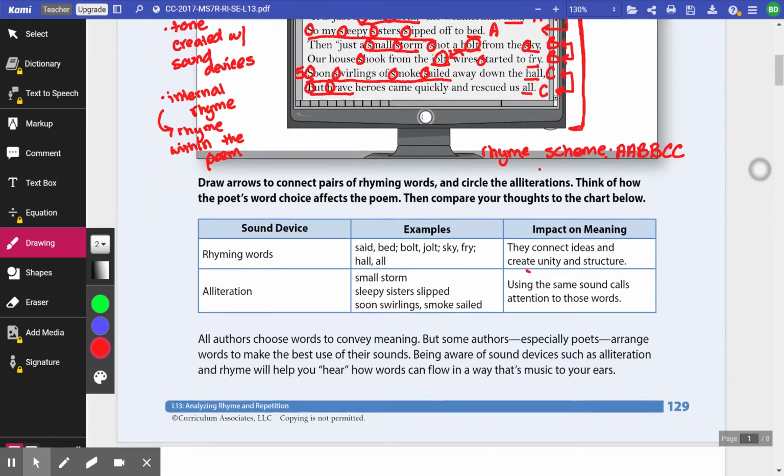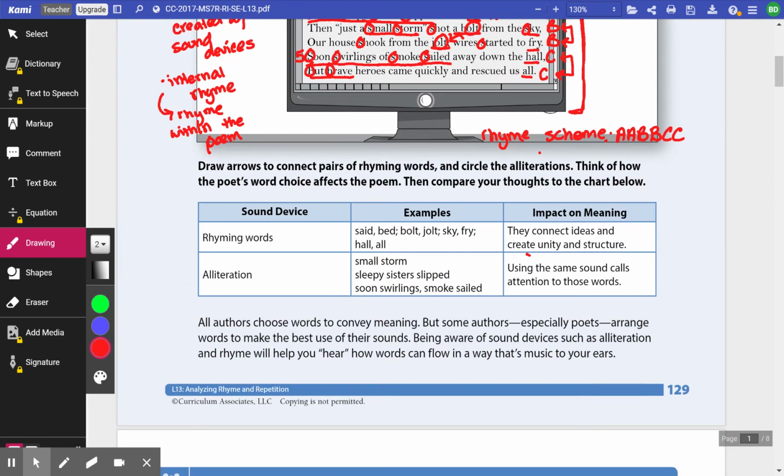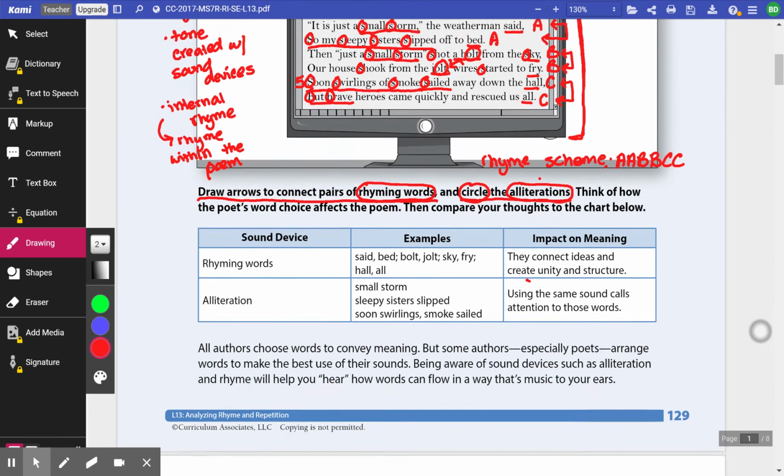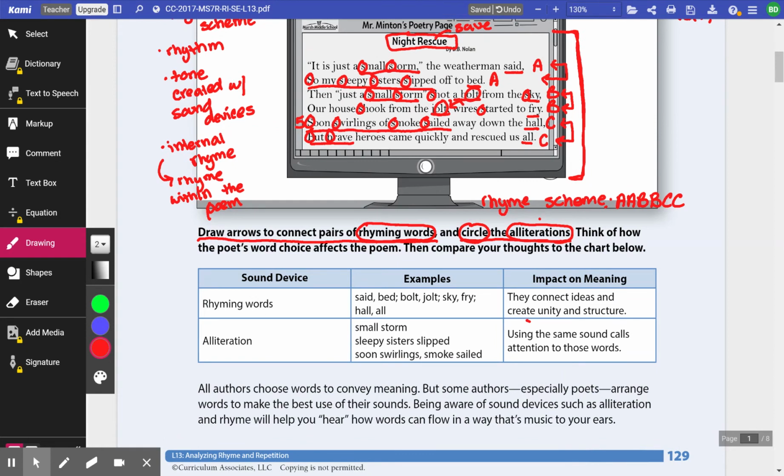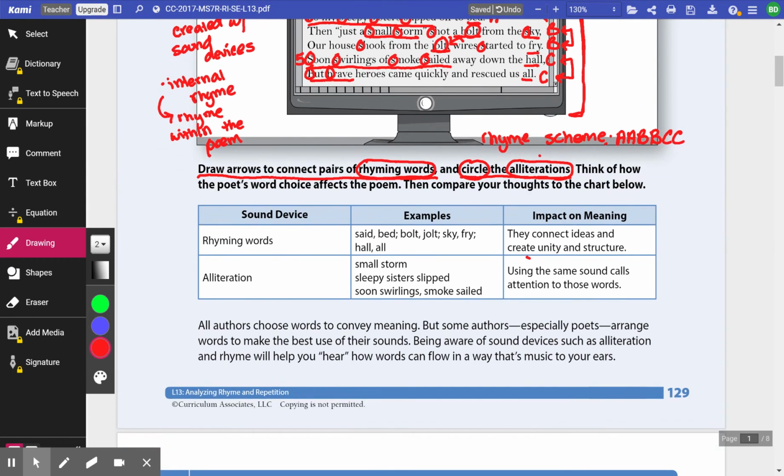So let's move on down to the bottom of the page and look at our chart. So my directions tell me to draw arrows to connect pairs of rhyming words, and then I have to circle the examples of alliteration. So we've already done this, guys. So just from analyzing the poem, we have connected our pairs of rhyming words with arrows, and we circled our examples of alliteration. So that's taken care of. We don't have to worry about that. Now we just have to look at the chart.